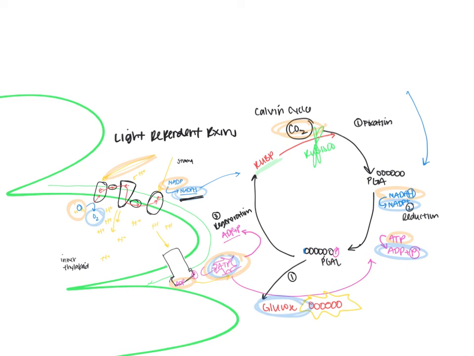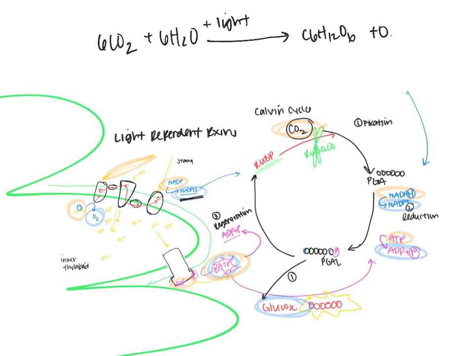Really know the relationships, the inputs, the outputs. I'm going to do what I did for the other video. We're going to write our formula. So for photosynthesis, we have 6 CO2 plus 6 H2O plus light. Sorry. And we end up with ultimately C6H12O6 plus O2.